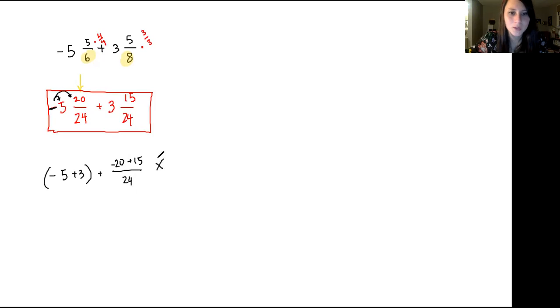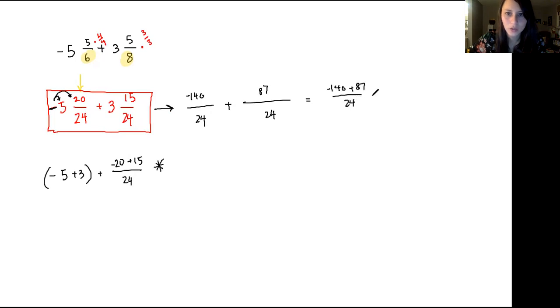If this step is confusing for you, turn everything into an improper fraction. Work it out like an improper fraction, add it like that, and then change it back into a mixed number. It's not going to hurt you to do this. It might take a little longer, but you will still get the same answer. So here I would have negative 140, and right here I would have 87. And then I can add these two with a common denominator. So I'd have negative 140 plus 87 over 24. And when I work that out, I have negative 53 over 24.